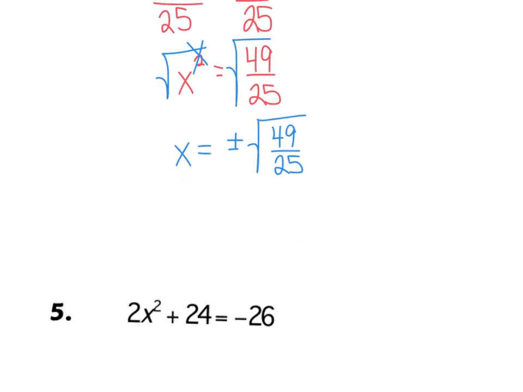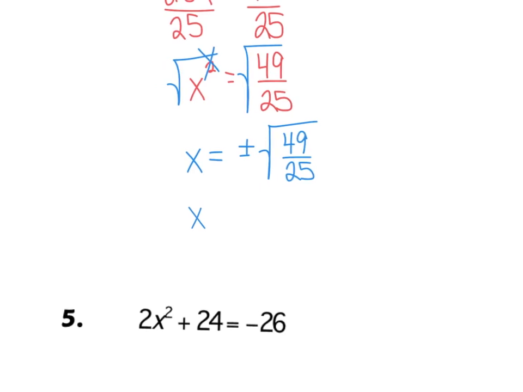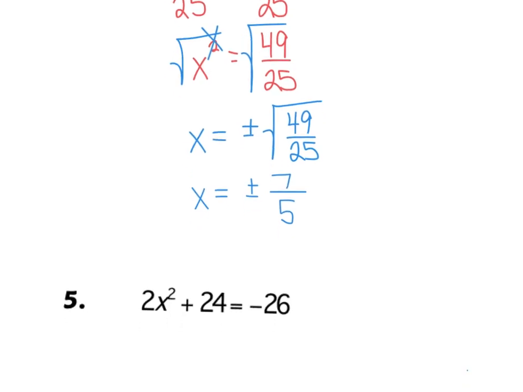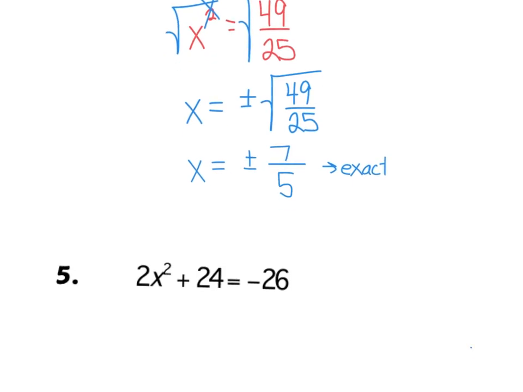Okay, so now we have to simplify this radical. I notice that both the numerator and the denominator here are perfect squares, so I get x equals plus or minus the square root of 49 is 7, the square root of 25 is 5. This is the exact answer. There's two of them.